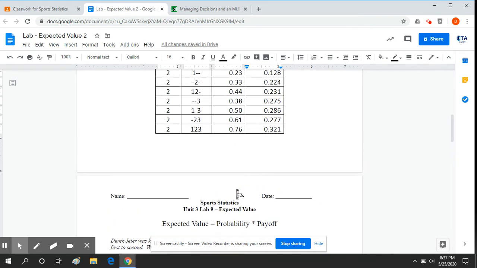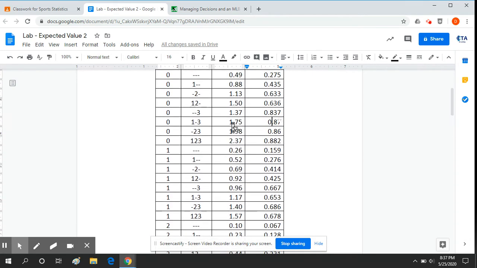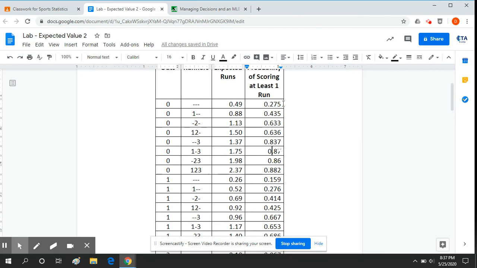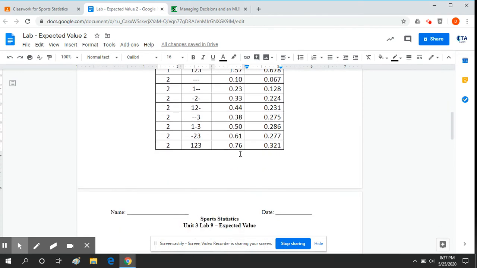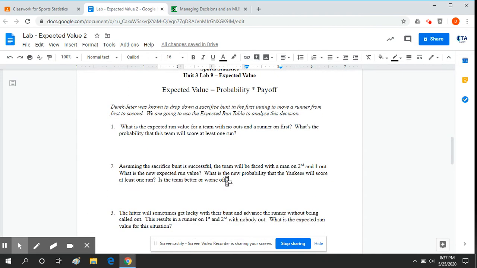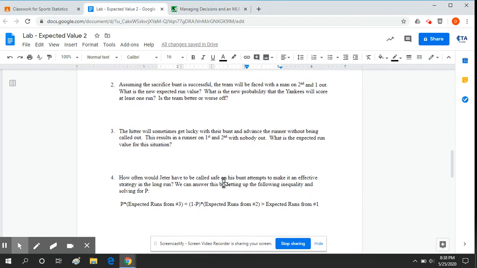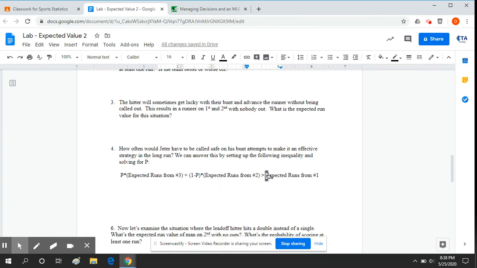So you would go up here, you'd find that situation, no outs, runner on first. You'd read the values off of this, and then you'd write them down for that question. So again, it's just sort of a tool to use that. And then there's going to be a series of questions that kind of walk you through a situation. And then eventually you're going to be setting up these inequalities.